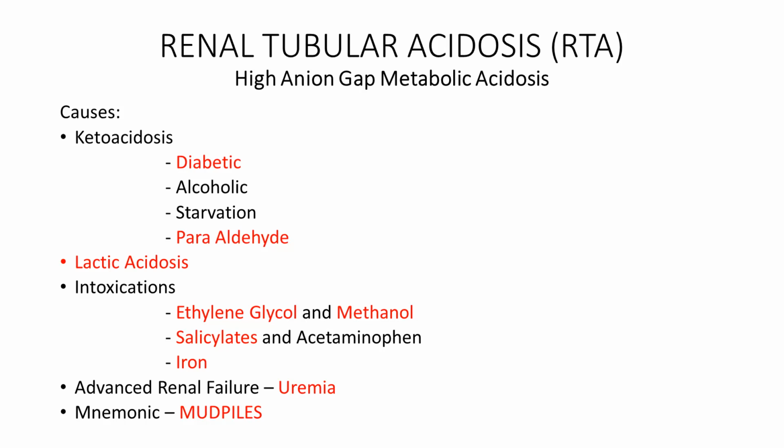The mnemonic for high anion gap metabolic acidosis is MUDILES. M stands for methanol, U for uremia, D for diabetic ketoacidosis, I for iron, L for lactic acidosis, E for ethylene glycol, and S for salicylates. You can remember the mnemonics so that you can know the common causes of high anion gap and normal anion gap metabolic acidosis.